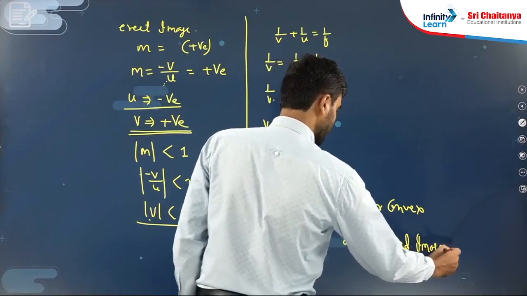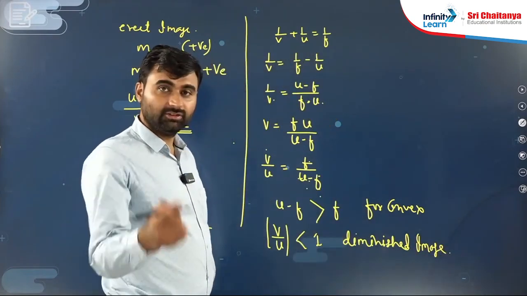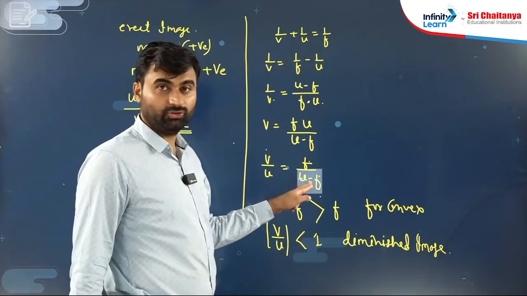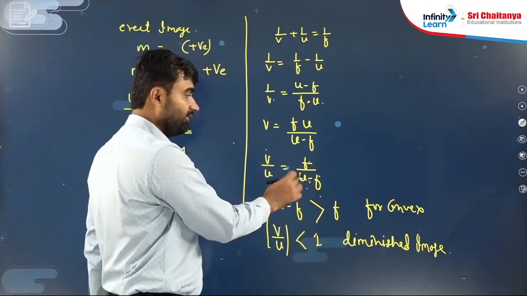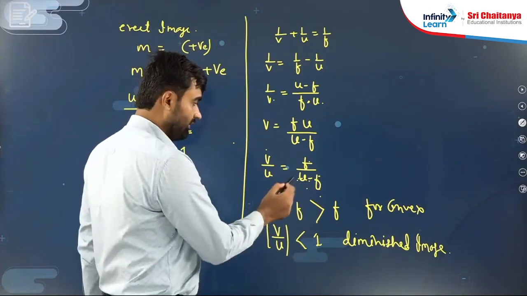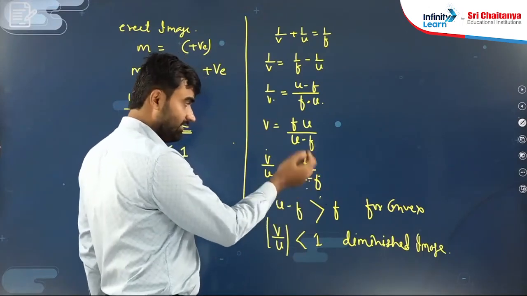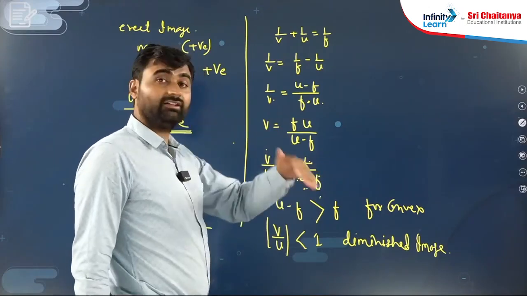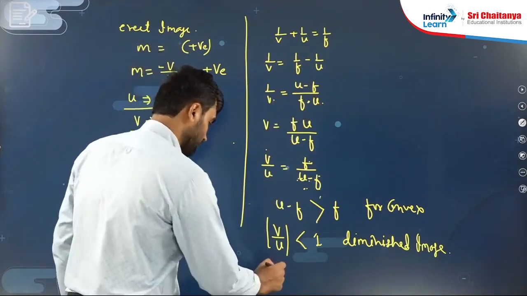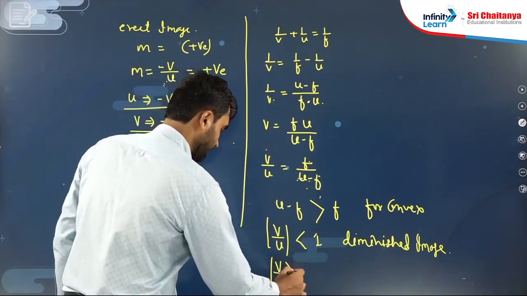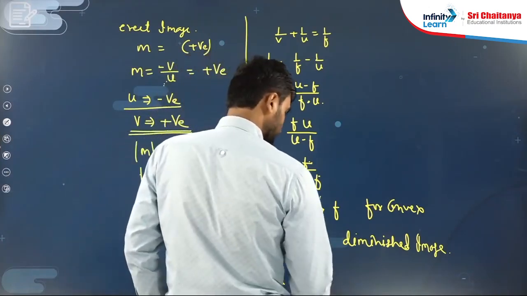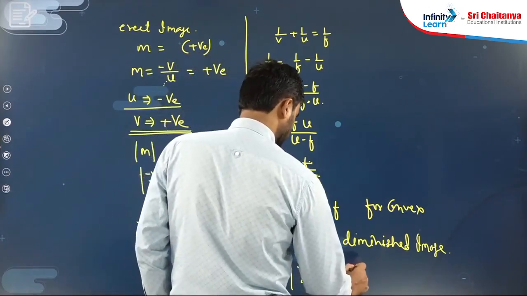Okay. And for concave, the f value is negative: negative, negative, positive. So one is positive and one is negative. So overall this value is less than this value. If it is less, then overall we will get greater than 1. So v by u is greater than 1, meaning a large image.